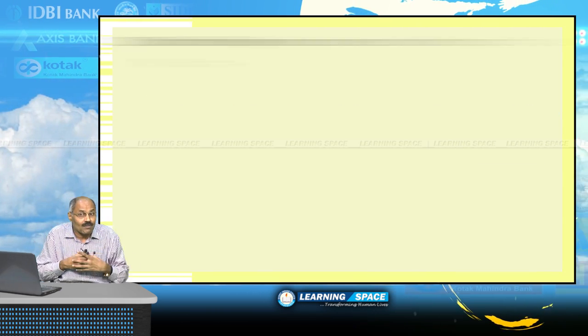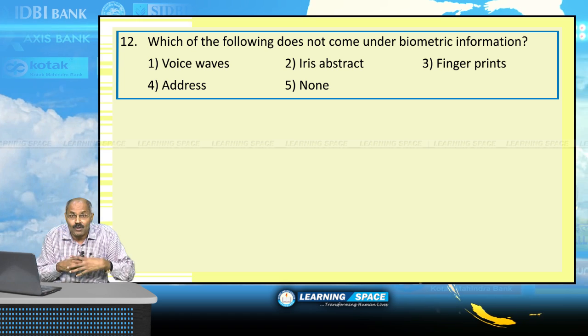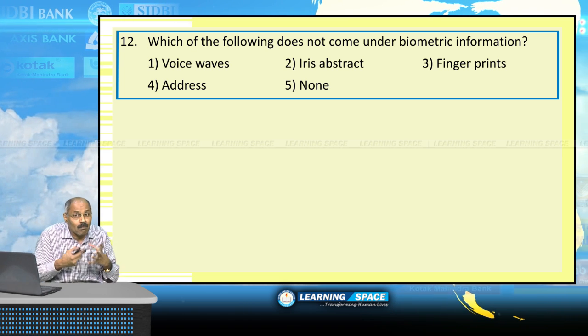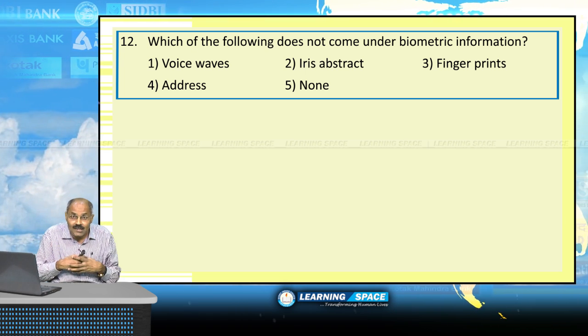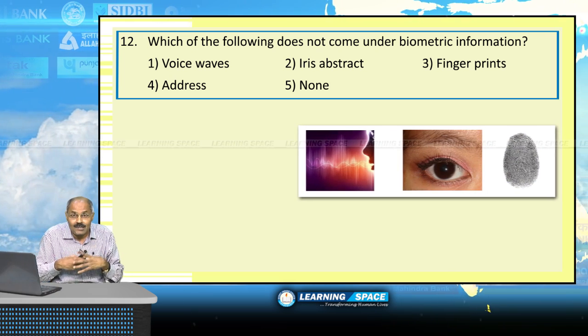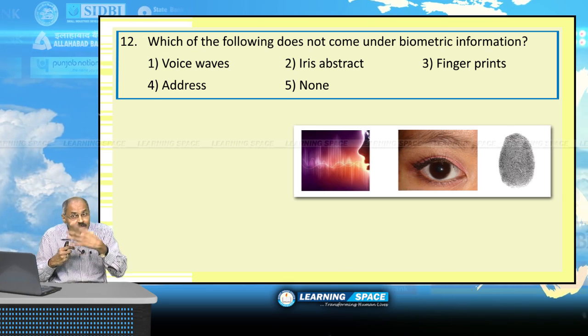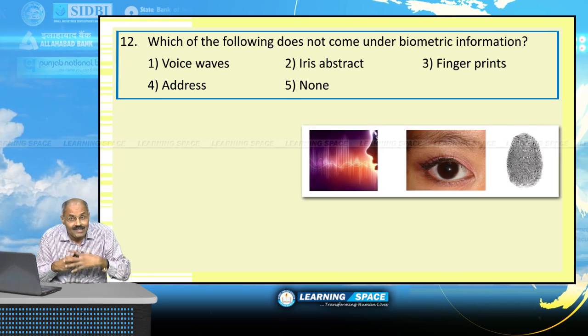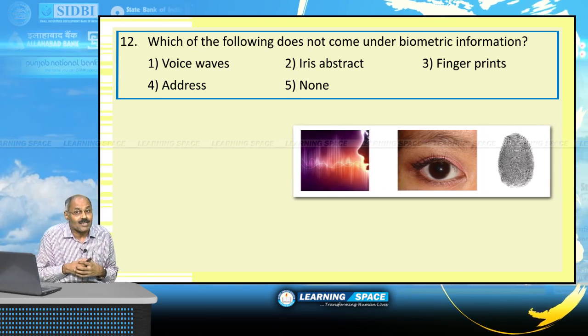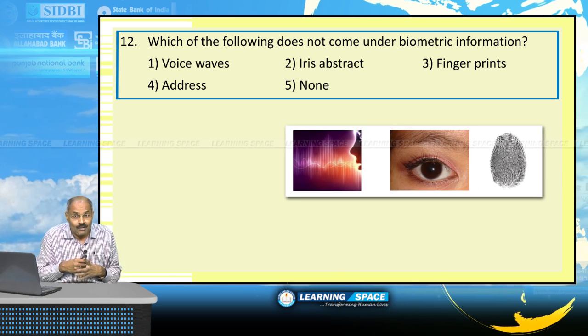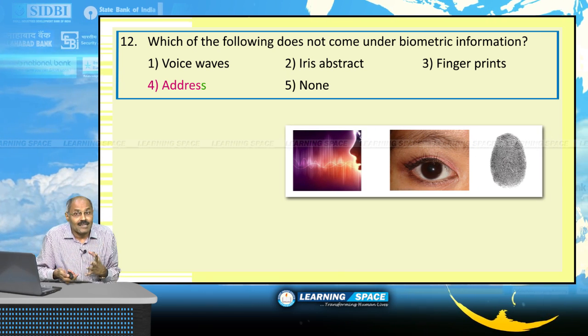Next question, which of the following does not come under biometric information? Biometric concerning a person. Your voice is biometric. Your iris abstract, that is biometric. Your fingerprints, that is biometric. But not your address. Your address is not biometric information.